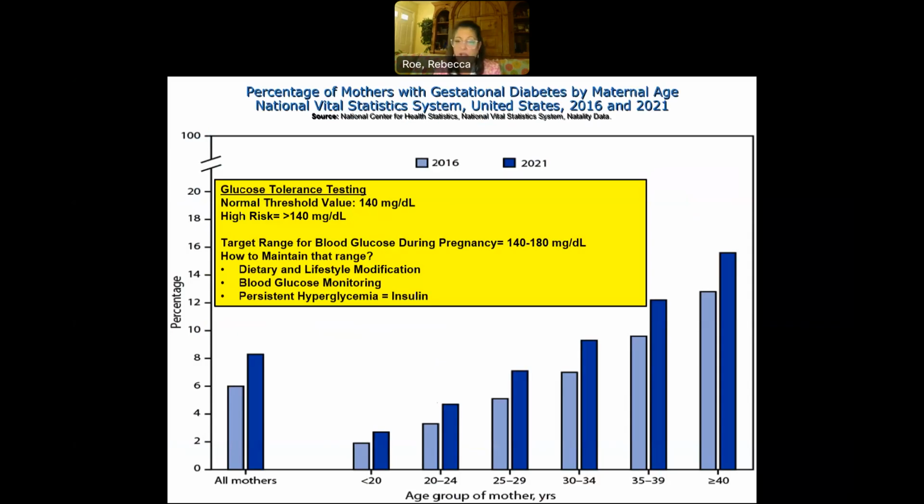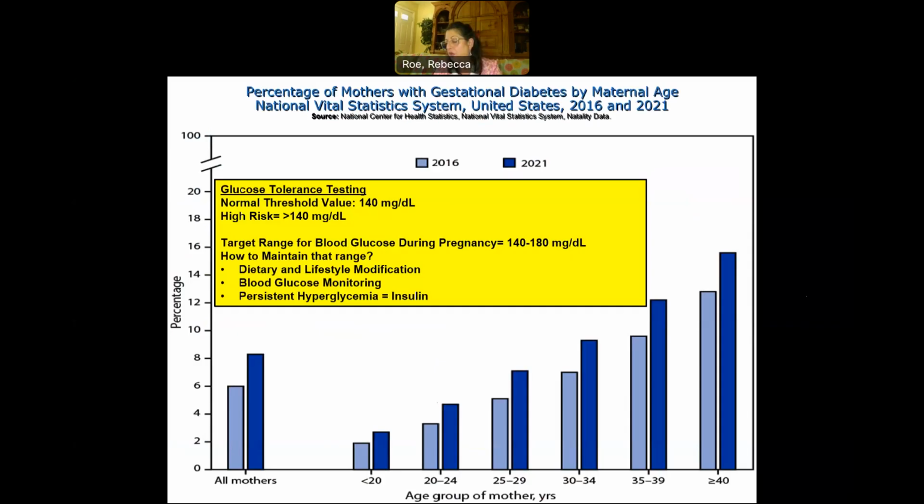So in this graphic, you can see the age groups. 2016 is the light blue, and 2021, which is the most current, is the dark blue. You can see the progression of gestational diabetes increasing in 2021, and it gets exponentially higher as the age goes up. If the age is 40 or above, there are people that do have babies at greater than 40 years. People are waiting longer and longer to have babies. You'll see a higher potential for gestational diabetes in that age group.